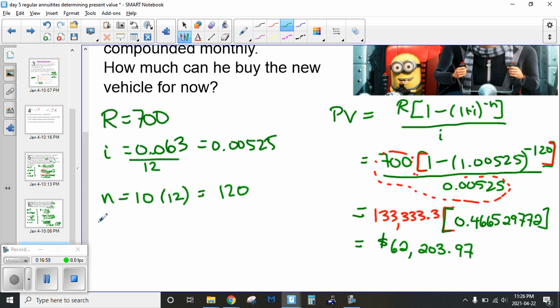Like on the day he's buying his car, he can look at a car that costs this much money and know that he'll be able to afford paying it off.